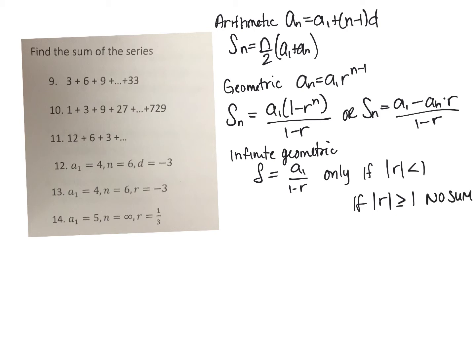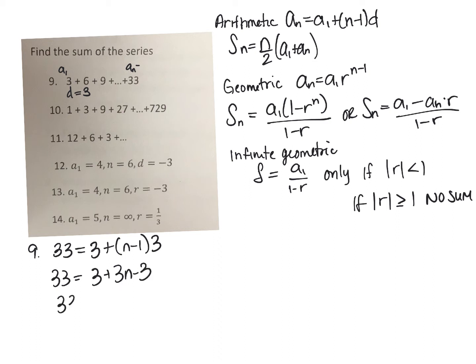All right, so let's look at number 9. 3, 6, 9. It looks like I'm adding 3, right? So my a1 is 3, my an is 33, and my d is 3. We're adding 3 every time. So I don't know n, and my arithmetic series formula requires me to know n, so I have to plug it in. 33 equals a1 plus n minus 1 times 3. 33 equals 3 plus 3n minus 3, and 33 equals 3n. Divide by 3, and your n is equal to 11.